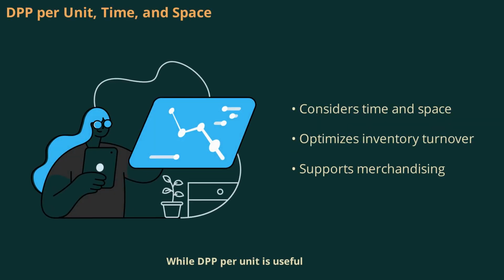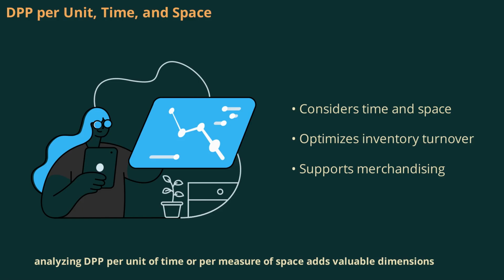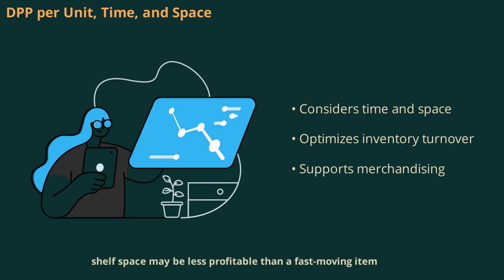As DPP per unit is useful, analyzing DPP per unit of time or per measure of space adds a valuable dimension. For example, a product that sells slowly but occupies a lot of shelf space may be less profitable than a fast-moving item. By factoring in time and space, retailers can optimize inventory turnover and maximize profit per square meter. This approach supports more effective merchandising and store layout decisions.